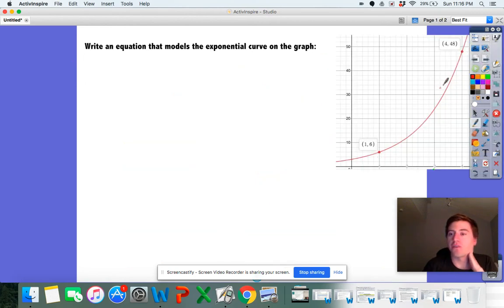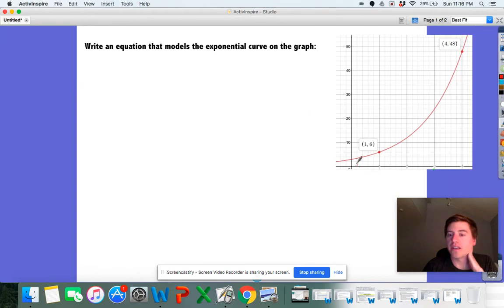This one's from a graph, but same thing. We got 2 points. I don't know what the y-intercept is here. It's not clear on the graph. But I do know these 2 points. It's not clear what the one step is either, so we're just going to take those 2 points. So we've got the points 1, 6 and 4, 48.